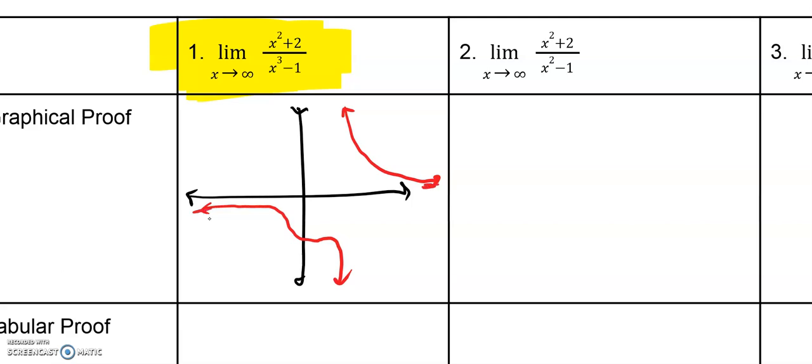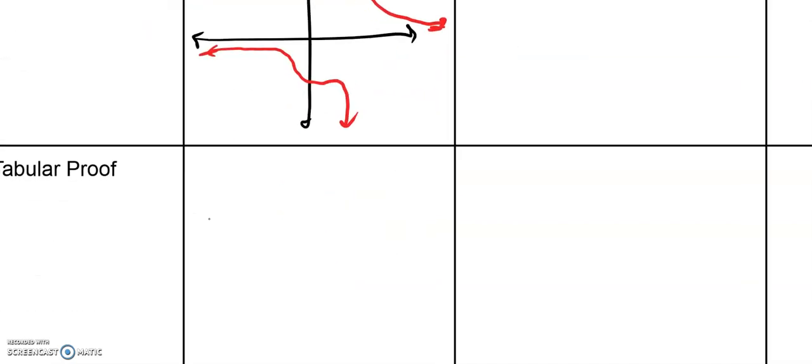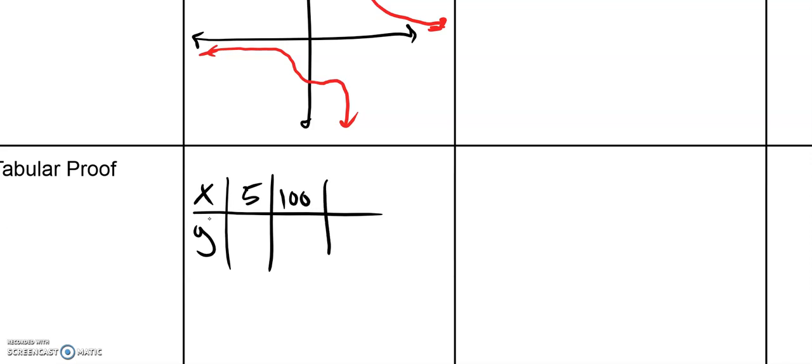But then if we look at the table, we're just going to set up a quick table for this one. If it's already in your graphing calculator, it'd be really easy for you. I started with 5 and then went to 100 and then checked out 1,000 just for those values.